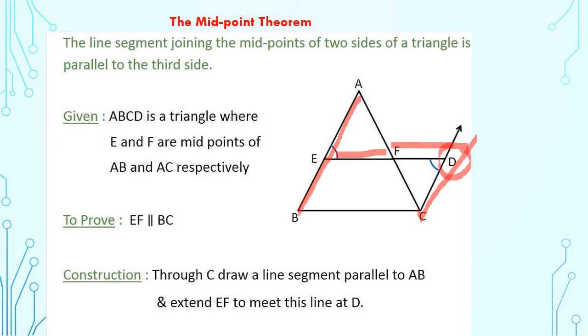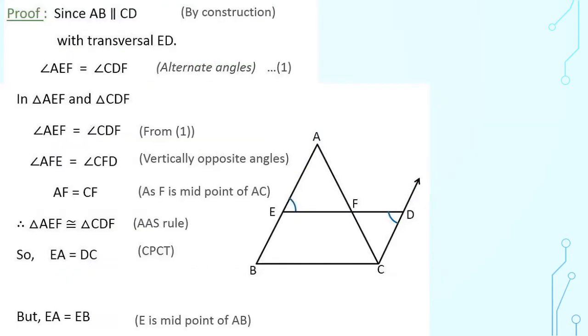EF is extended and it is meeting the constructed line segment CD. This EF is meeting CD at D, right? So this much is our construction. Now, AB is parallel to CD by construction. And which is the transversal? ED is the transversal. AB parallel to CD and ED is the transversal.